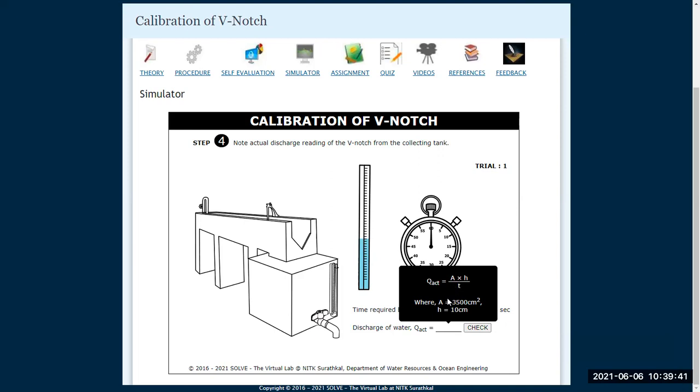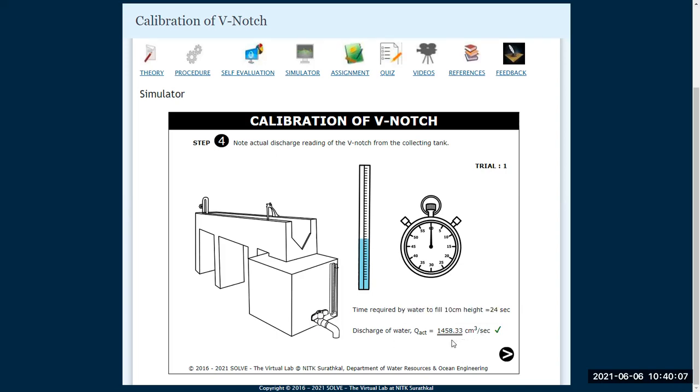So area of the collecting tank, here it is already mentioned. So it is 3500 centimeter square into head is 10 centimeter. Okay, so divided by time. So the time here is 24 seconds. So we'll get the actual discharge as 1458.33. Okay, so let us just check the answer. So the answer is correct. That is 1458.33 is the actual discharge.